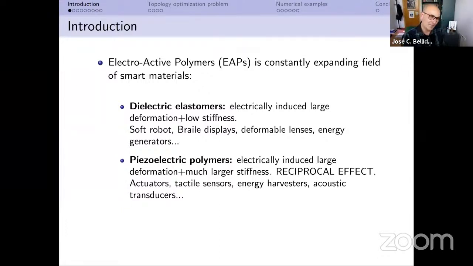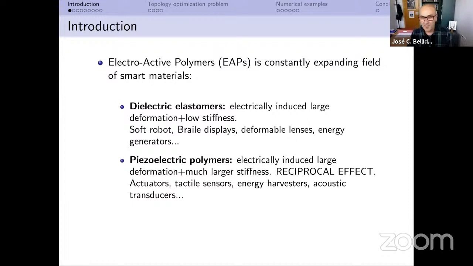On the other hand, piezoelectric polymers also experience electrically induced large deformation. Contrary to dielectric-elastomers, they have much larger stiffness and also a reciprocal effect. So under an electrical charge, they experience deformation and the other way around. If we apply a mechanical stress, we obtain electrical charge. So those are suitable for actuators and sensors, and for many applications like energy harvesters or acoustic transducers.